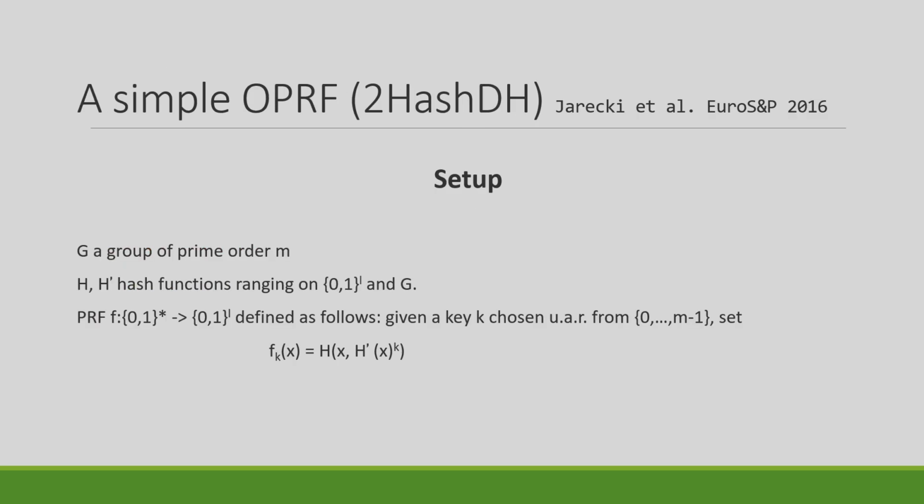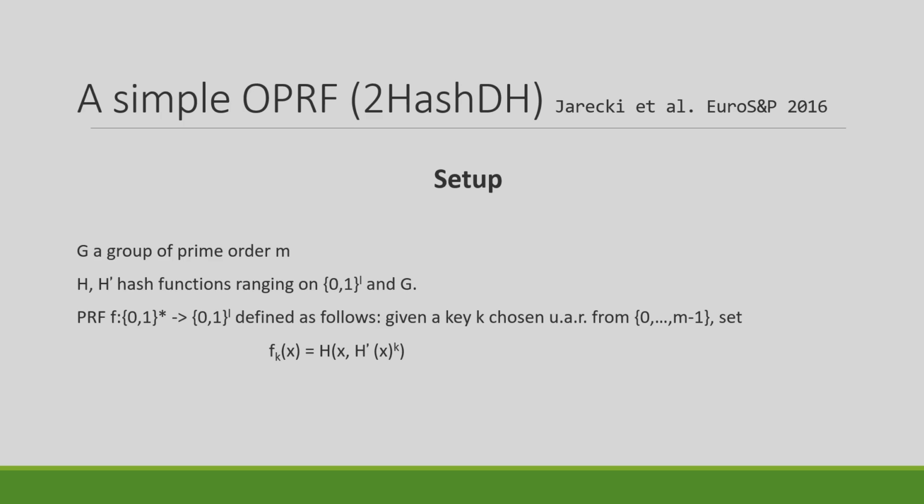So in particular, for our concrete design, we chose a very simple OPRF, which was proposed by Jarecki and others at Euro S&P a few years ago, which is based on a one-more Diffie-Hellman assumption and the random oracle model. So it's very simple to explain. We have a group of prime order M, and in this group we need to take this one-more Diffie-Hellman assumption for the security proof. And there are two hash functions. One of them just ranges on bit strings of a certain size, and the other one ranges on the group.